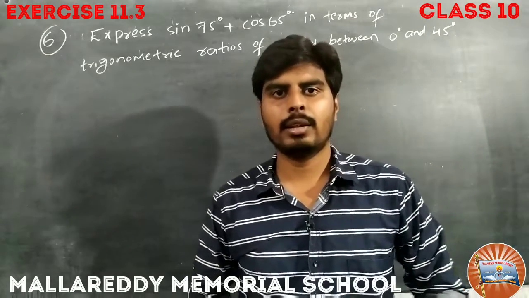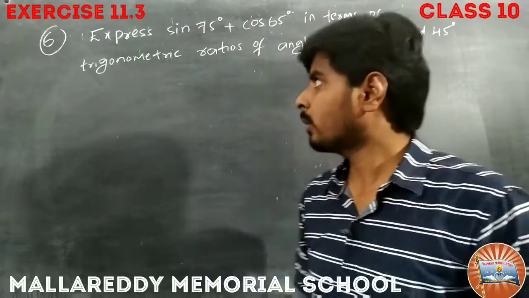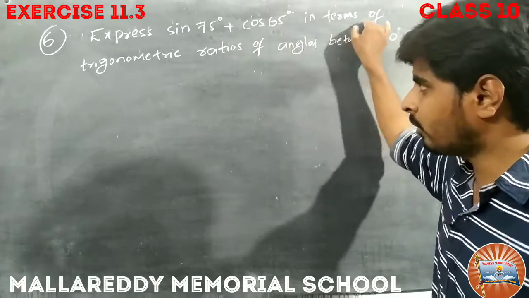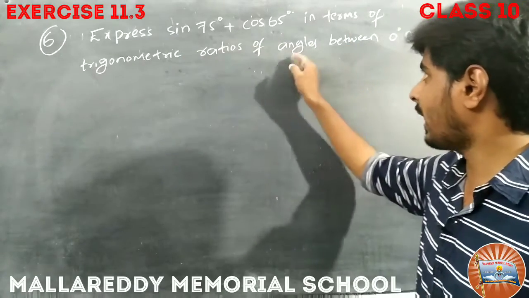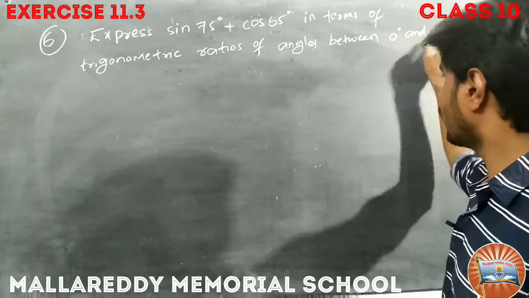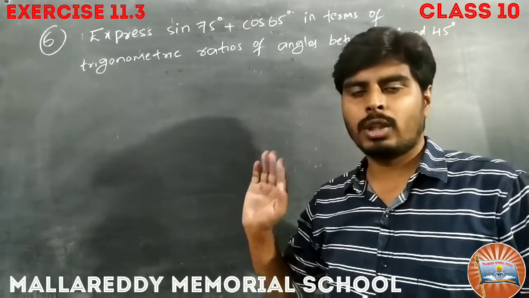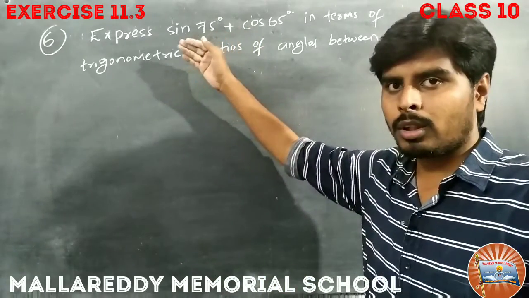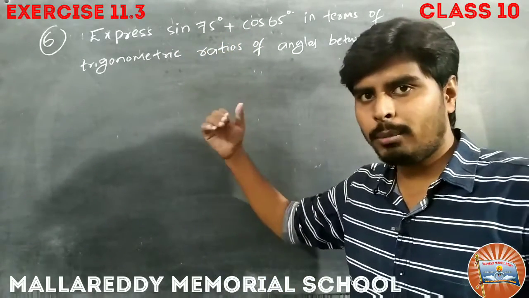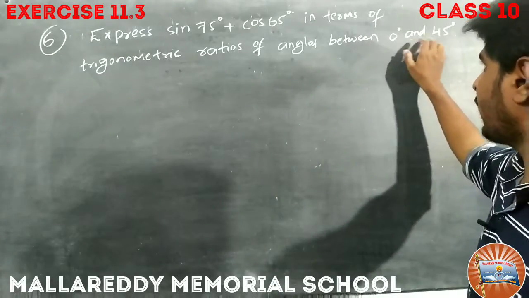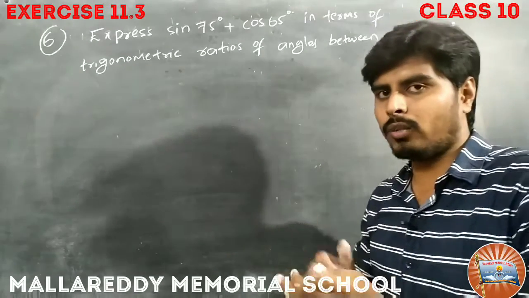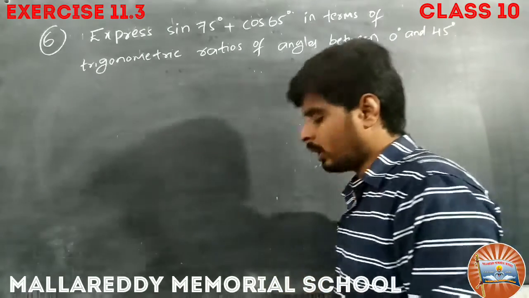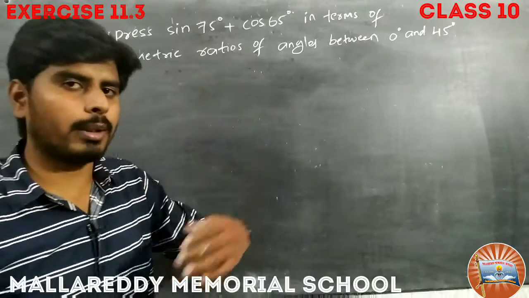Exercise 11.3, problem number 6. Look at the question. Express sin 75 degrees plus cos 65 degrees in terms of trigonometric ratios of angles between 0 degrees and 45 degrees. Okay, this is the question. Here we have to convert these angles into other angles. They must be between 0 and 45 degrees. So we have to convert them into between 0 degrees and 45 degrees by using trigonometric ratios of complementary angles.